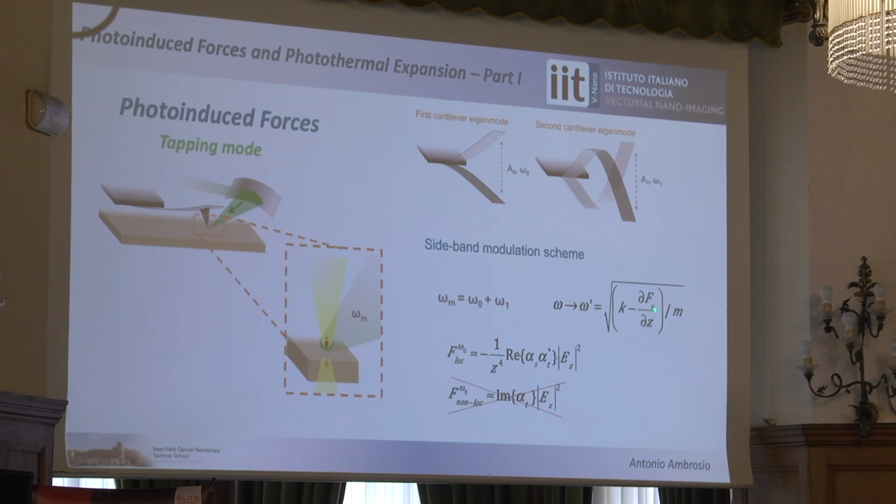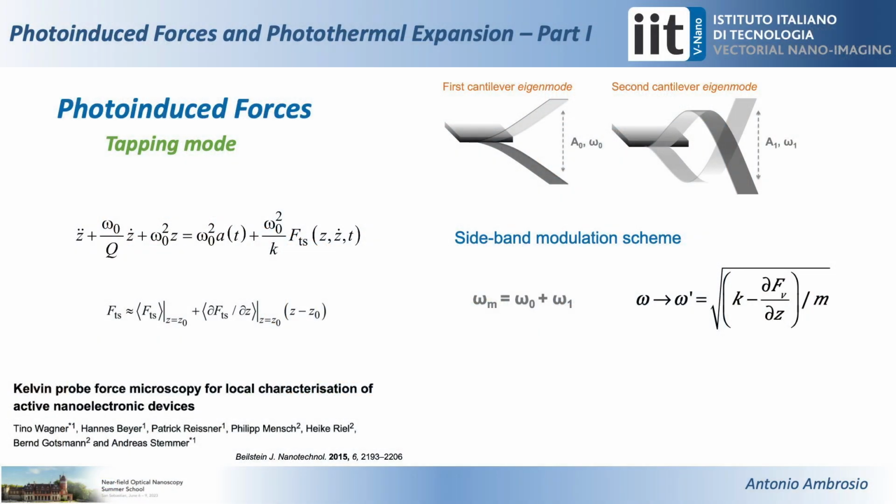But this shift depends, again, on the gradient of the force. And if you take the gradient of the force, you basically minimize whatever force doesn't depend on the distance, right? And so you clean up your detection from the background. So this is the way. You do sideband modulation. Now, the question comes again.